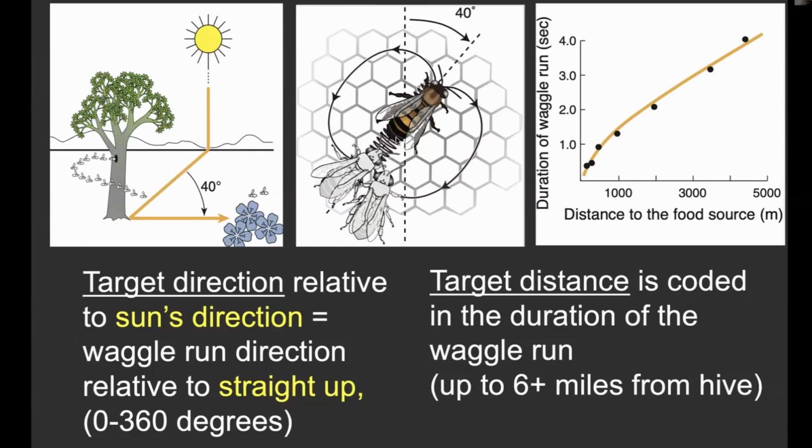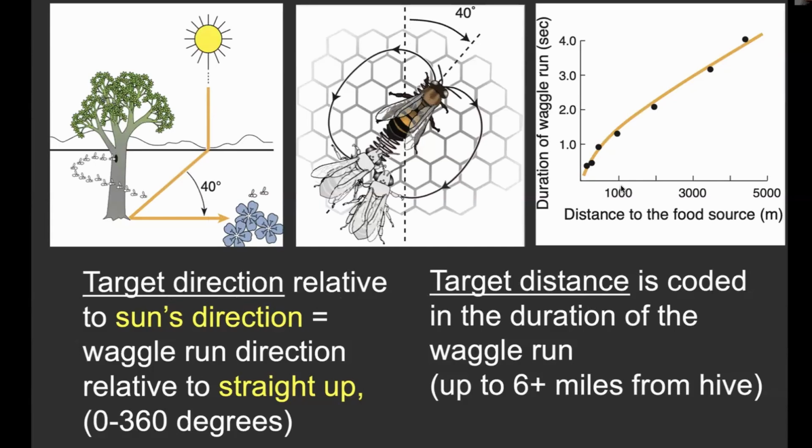And then as she does the waggling portion of the dance, she orients herself and moves along at 40 degrees to the right of straight up, just like the flowers are 40 degrees to the right of the direction of the sun. That's how she indicates the direction. The way she indicates the target's distance is by adjusting the duration of the waggle run.